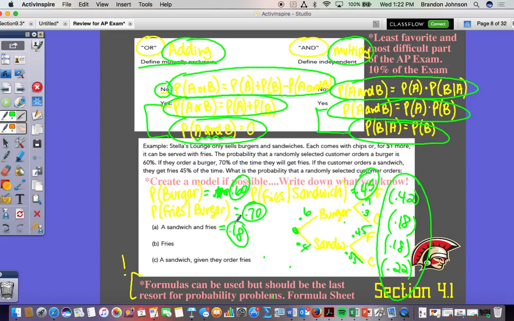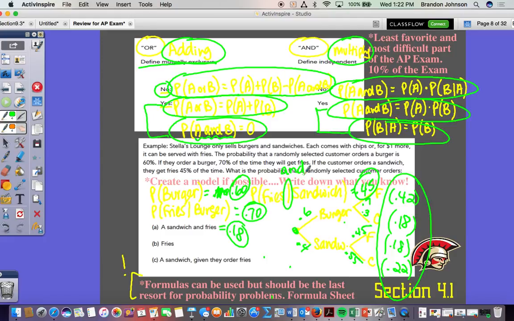Wait, so didn't we already say that it's 0.45 for getting fries with a sandwich on that little line? Isn't, or what does that mean? The 0.45. That's the probability of getting fries given that you've already gotten a sandwich. If I said "and," then that would be on the outside. When I say given or considering that, then we're just focused on this has happened. What's the probability of getting fries?